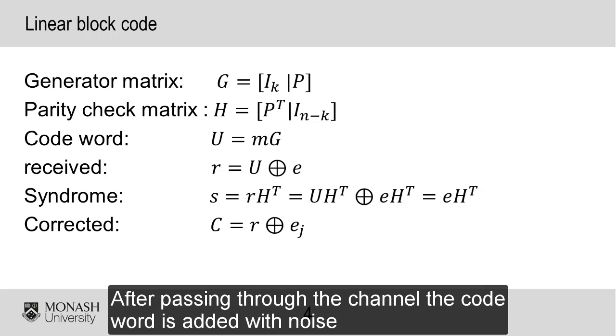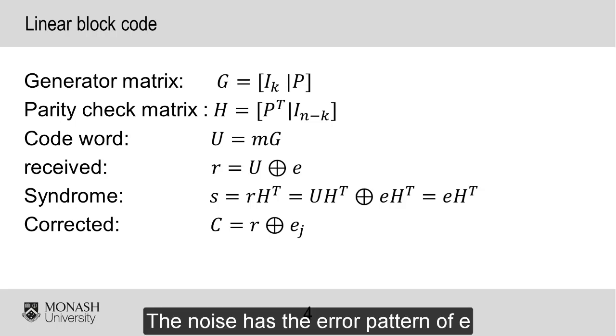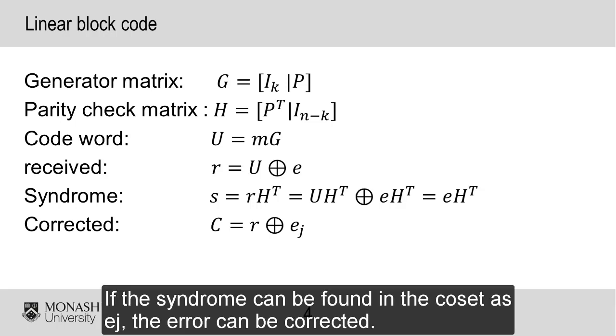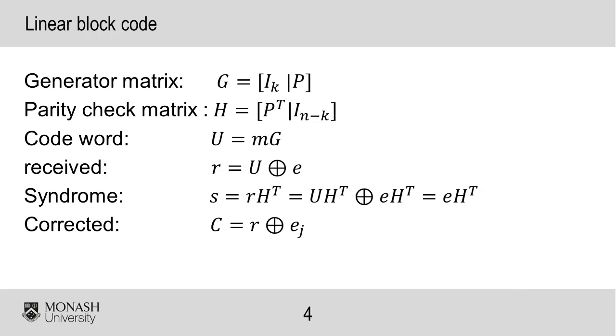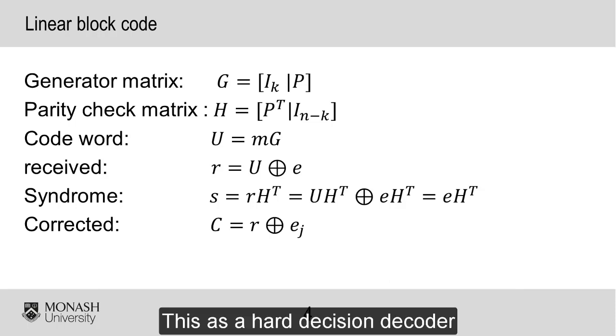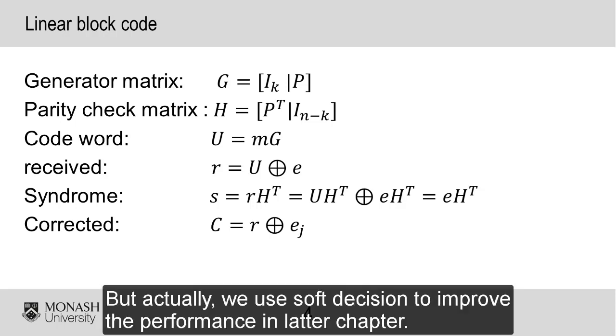After passing through the channel, the code word is added with noise. The noise has the error pattern of E. The syndrome is then calculated. If the syndrome can be found in the code set as E_j, the error can be corrected. This is a hard decision decoder, but actually, we use soft decision to improve the performance in later chapter.